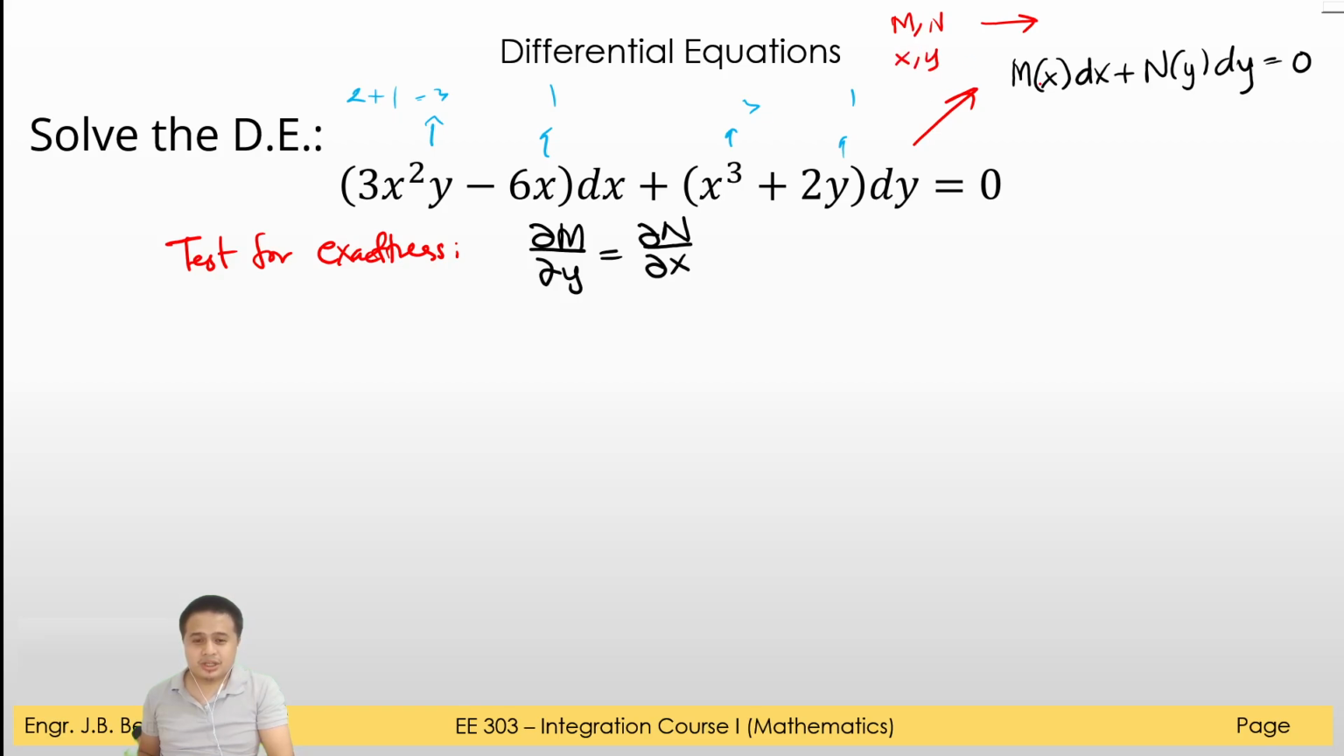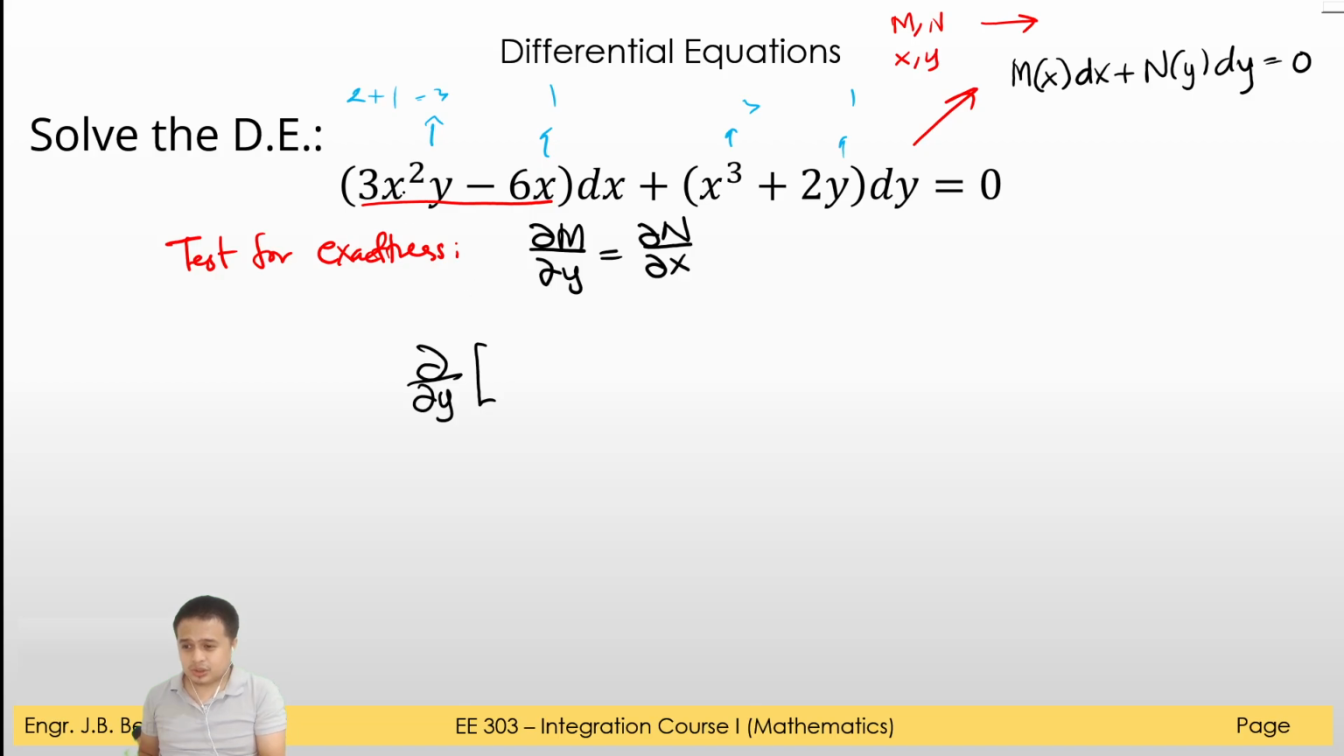So the partners here are M and x, and N and y. To find the partial derivative of M with respect to y, we have to find the derivative of M with respect to y. So everything will be represented as a constant, but the y variable will be differentiated. So the derivative of y is 1.